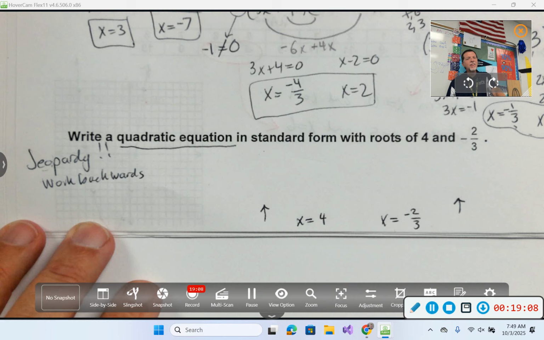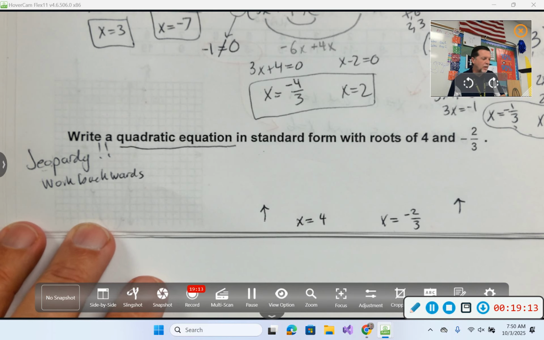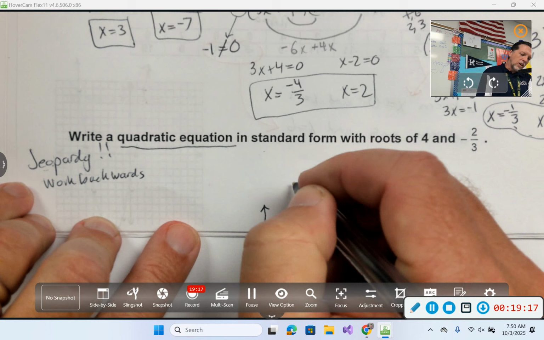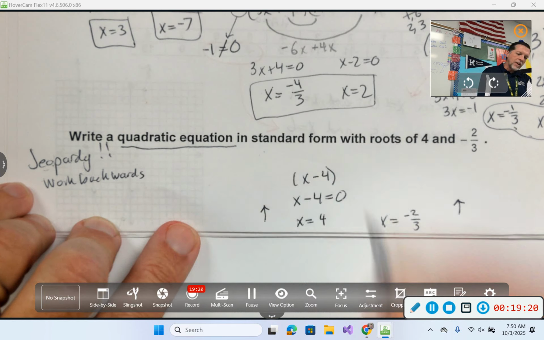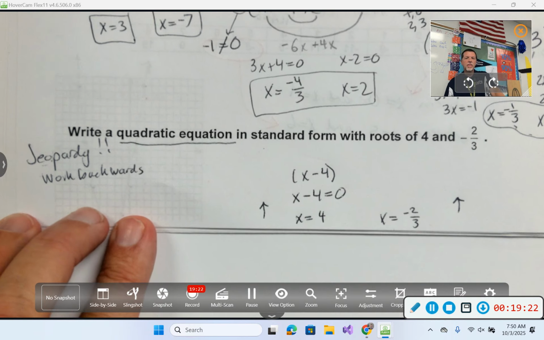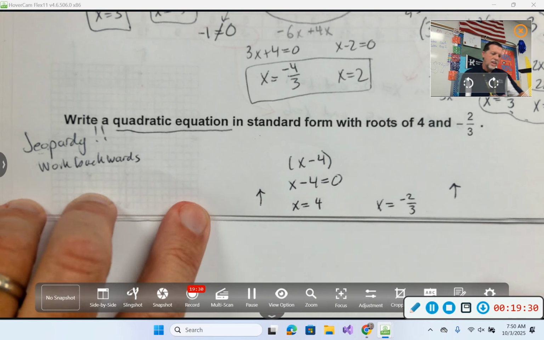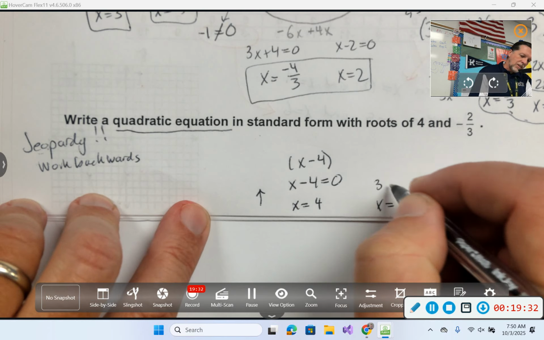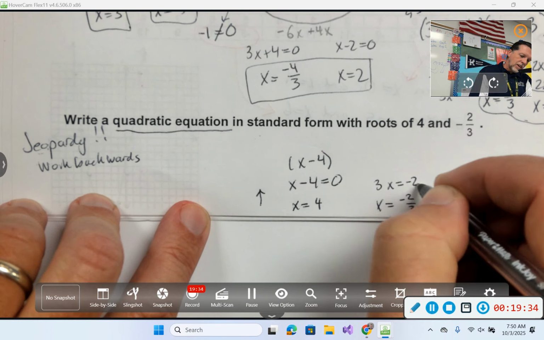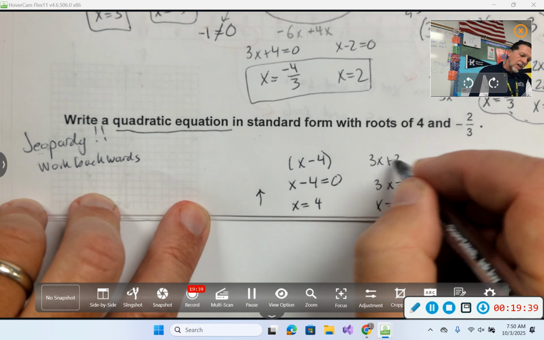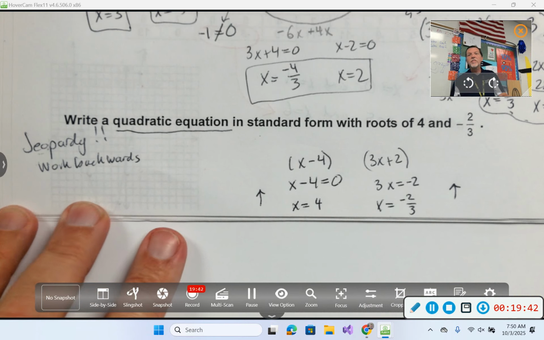Okay, so if x equals 4, what does that mean? What factor did that come from? Good. x minus 4 equals 0, which means x minus 4 was the factor. Now the next one's a little harder because it's a fraction. You could multiply both sides by 3 to get rid of the fraction. So 3x equals -2, so 3x plus 2 was the factor.